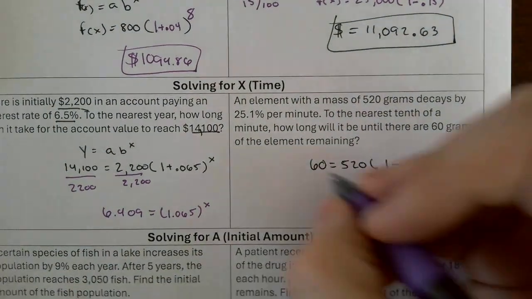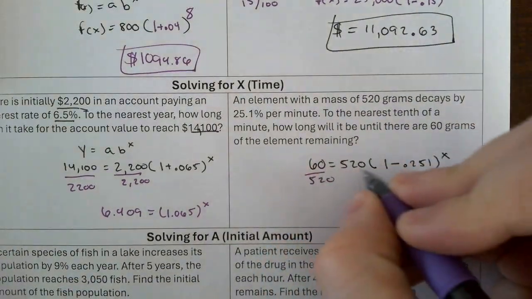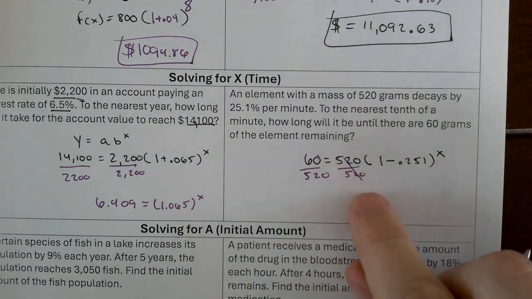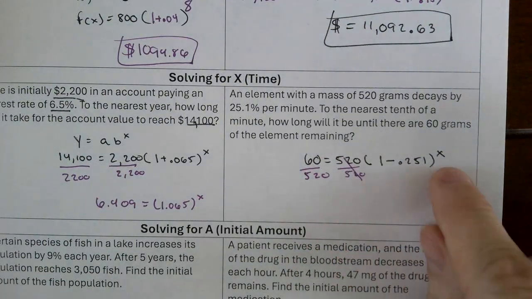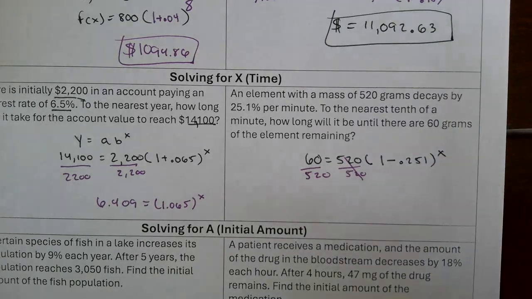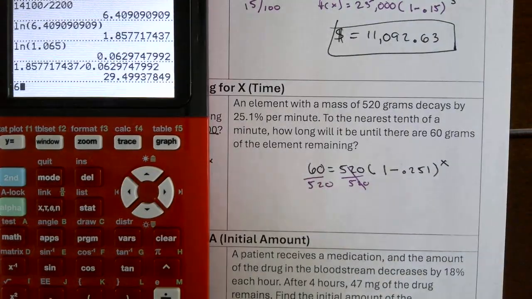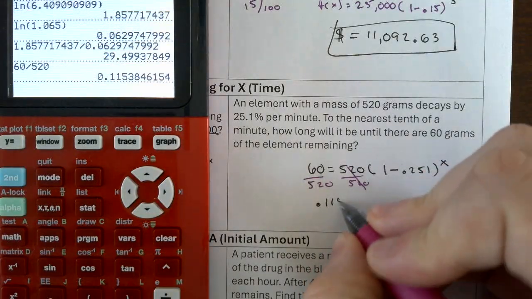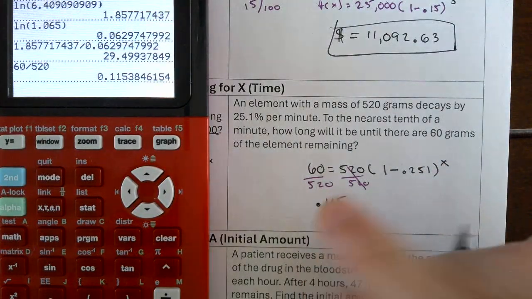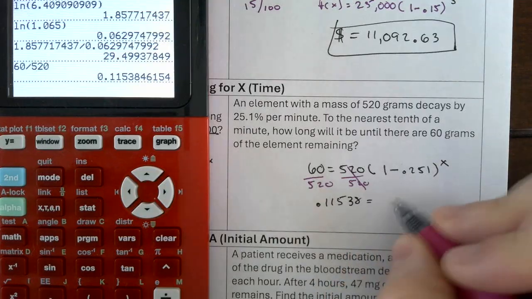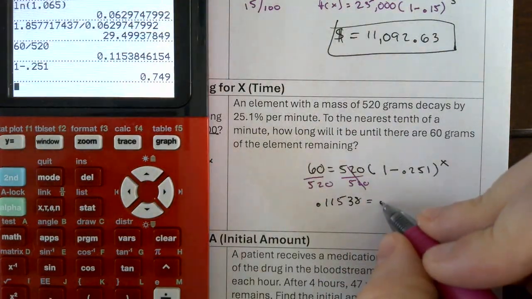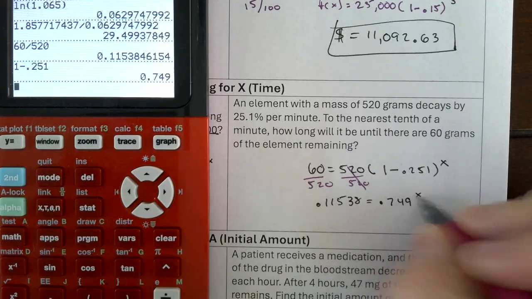We divide by the 520, just like we did before, to get rid of that. You cannot distribute it. That's a big mistake, people think they can distribute it, but with this x as an exponent, you can't. So 60 divided by 520 is 0.11538. You want to keep that in your calculator. That would equal 1 minus 0.251, which is 0.749 raised to the x.